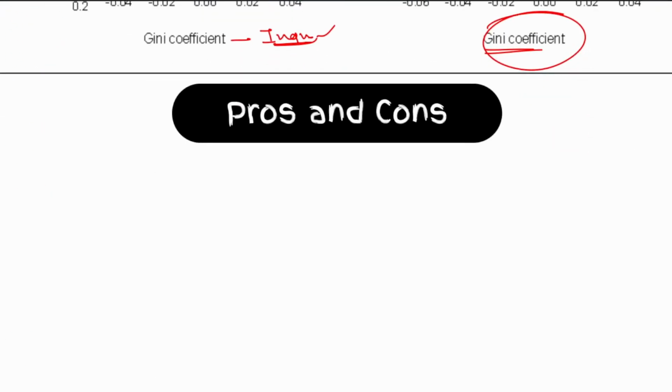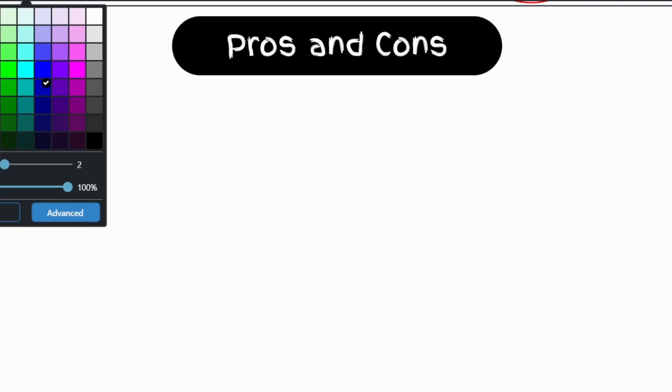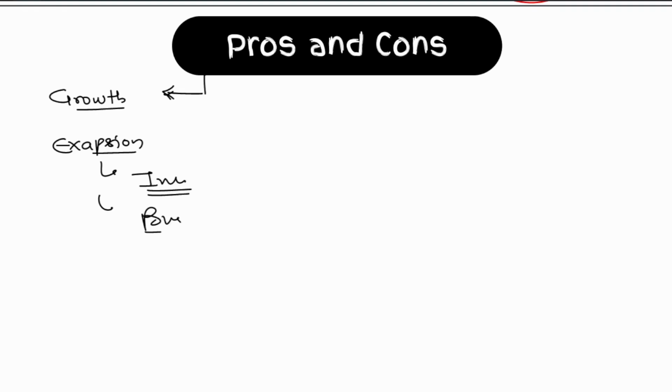So let us see what the pros and cons of inequality are. One pro we have seen already is that somewhere it leads to economic growth. It also leads to expansion of the economy, in the sense of more investment, more businesses, more supply chains, increasing diversity of products or available goods, more and better goods, and so on.